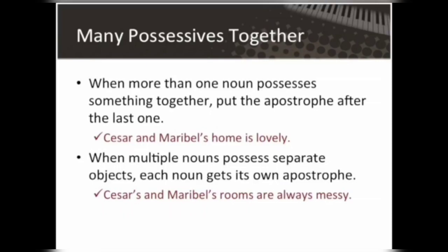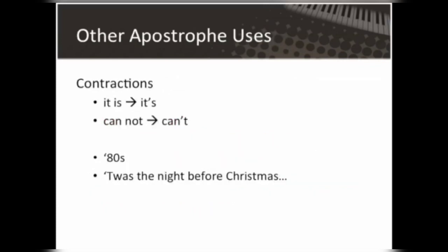Now in the second, the objects are different, right? They differ from each other. That's why it is Caesar's and Maribel's. Now for using contractions, we are using the apostrophe.